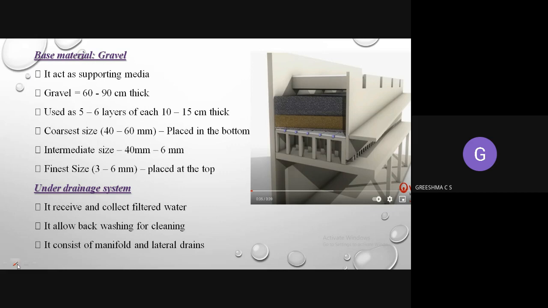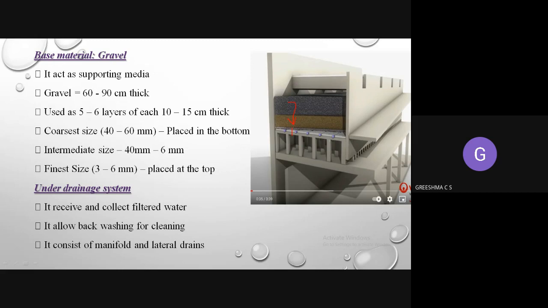Okay, so here if you see, that water will be draining through here. Water will be draining through here, and here there will be an under drainage system. So the under drainage system will be collecting all the filtered water.